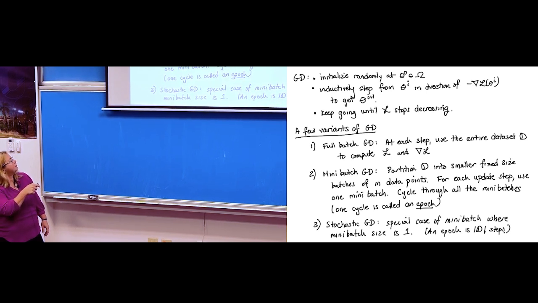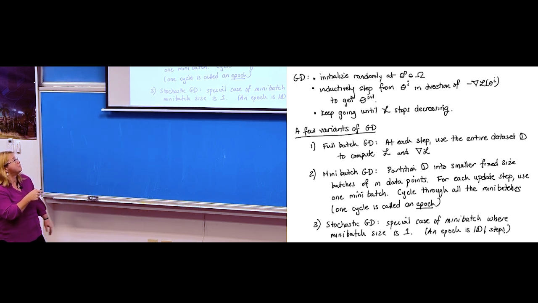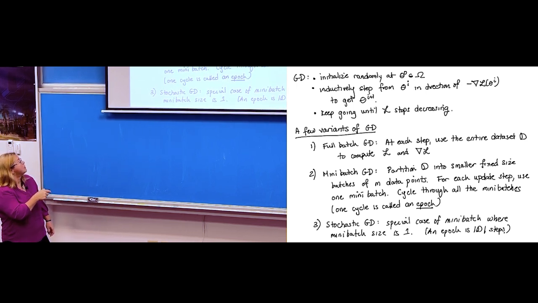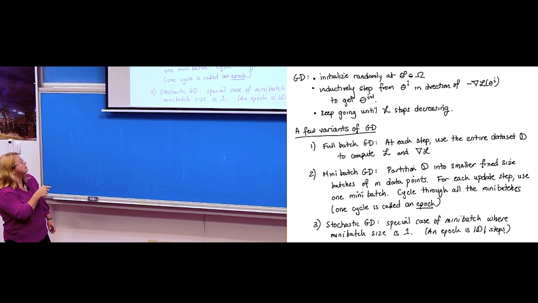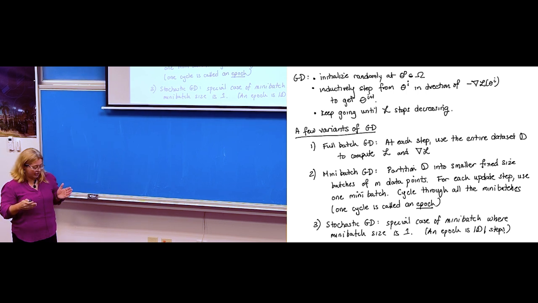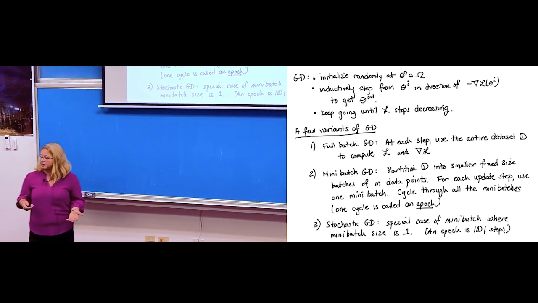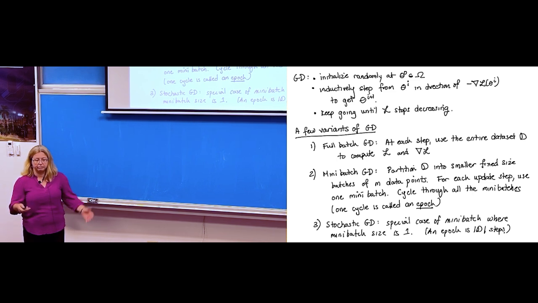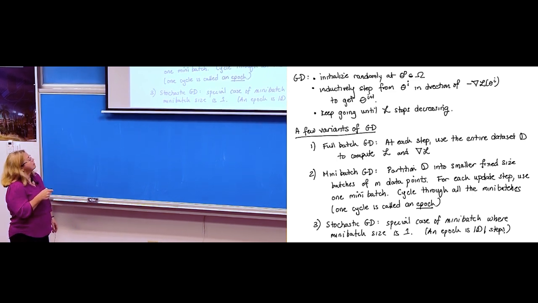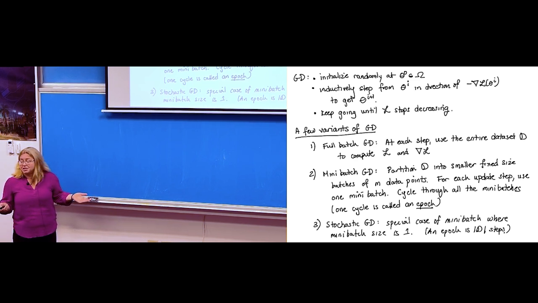There are a few details. Well, there's many different versions of gradient descent, but some of them describe which of the data points you use. So the full batch gradient descent means that every time you take a step, you use all of your data points to figure out which direction to go. But if you have a large data set, that could be really computationally expensive.